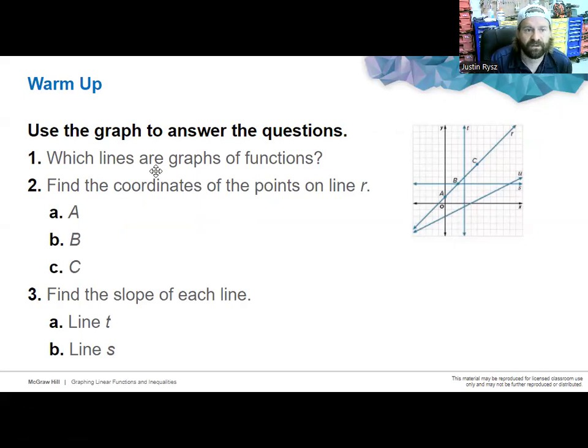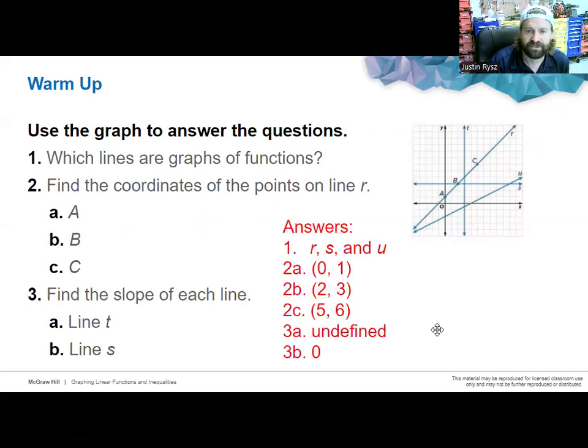All right, number one here. Which lines of these graphs are functions? That would be line R, line S, and line U. Line T is not a function because it does not pass the vertical line test. It's a vertical line. It has domains that have multiple range values.